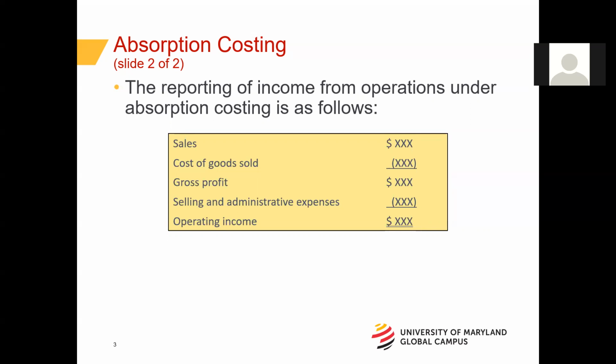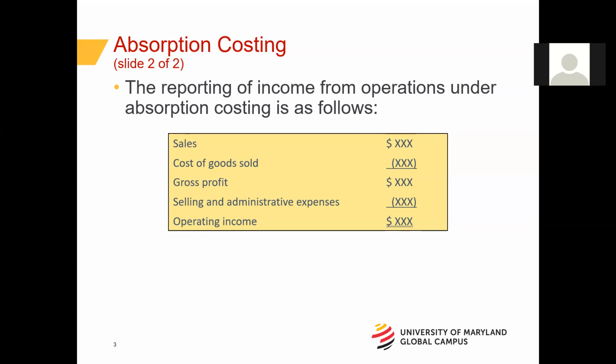So this is what our income statement would look like from the perspective of absorption costing. We have sales minus cost of goods sold. Remember, in cost of goods sold, it's direct materials, direct labor, factory overhead that go into finished goods. Finished goods is an inventory. When we sell it, we take it out of inventory, off the balance sheet, and onto the income statement as cost of goods sold.